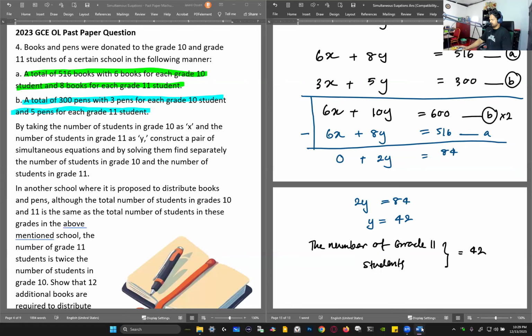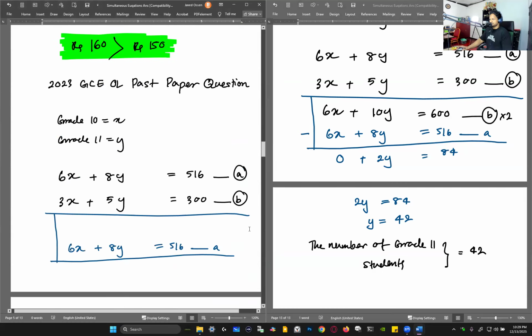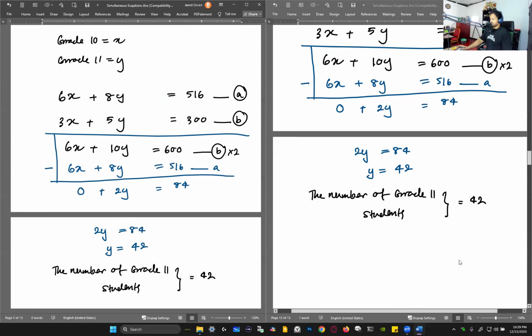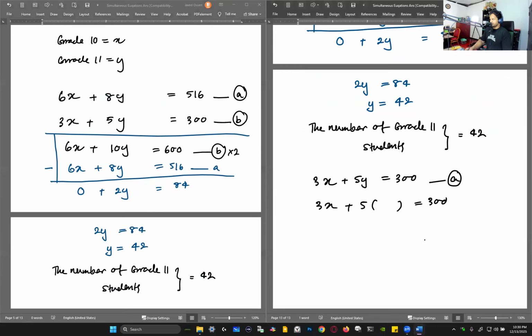Let's find x. That has been the whole point, right? Finding x. We can use the second equation. 3x, okay? 3x plus 5y equals 300. 3x plus 5 into how much, Miss Fatima? Equals 300. Obviously 42, right? Y's value is 42.